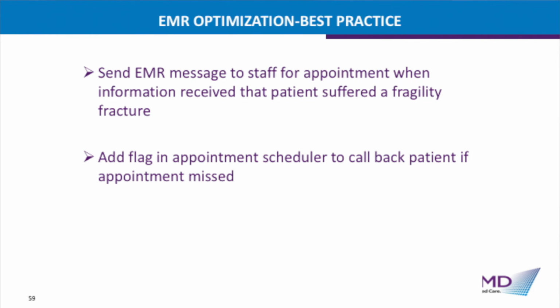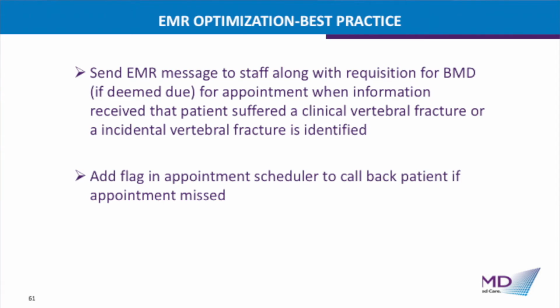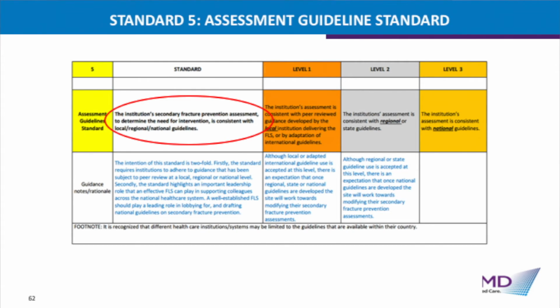So you then send your message to your staff. Same thing, you do a chest x-ray, and the chest x-ray says there's a vertebral fracture. We shouldn't ignore those people. We should actually call them back in, assess if they have osteoporosis, and conduct a bone density review. If the bone density is low risk, but with a vertebral fracture it would put her at a high risk. And then we have the assessment guideline, assess for secondary prevention to determine the need for intervention.